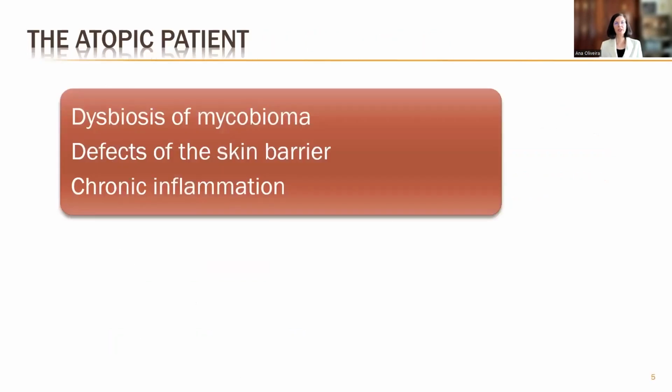So we have what we call a dysbiosis with loss of diversity. And dysbiosis, along with the defects of the skin barrier that are common and are present on the skin of an atopic dog, plus the chronic inflammation, will predispose this patient to Malassezia dermatitis.